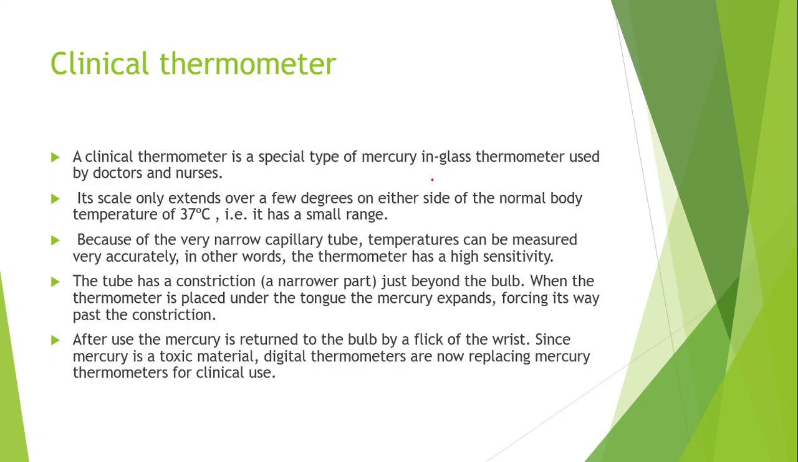Okay, we've talked about liquid and glass thermometers and how scales of thermometers are made. Now, another really important type of thermometer is the clinical thermometer. It's basically a liquid and glass thermometer, but with a special property that is called a constriction. A clinical thermometer is a special type of mercury and glass thermometer, and it is used by doctors and nurses. The reason why it's a separate kind of thermometer is because it has a constriction after the bulb. Its scale usually extends over very few degrees on either side of the normal body temperature, so it has a really small range.